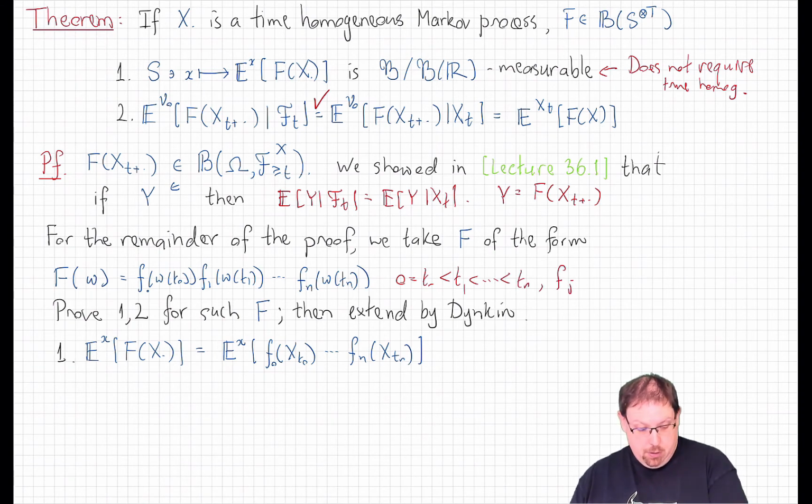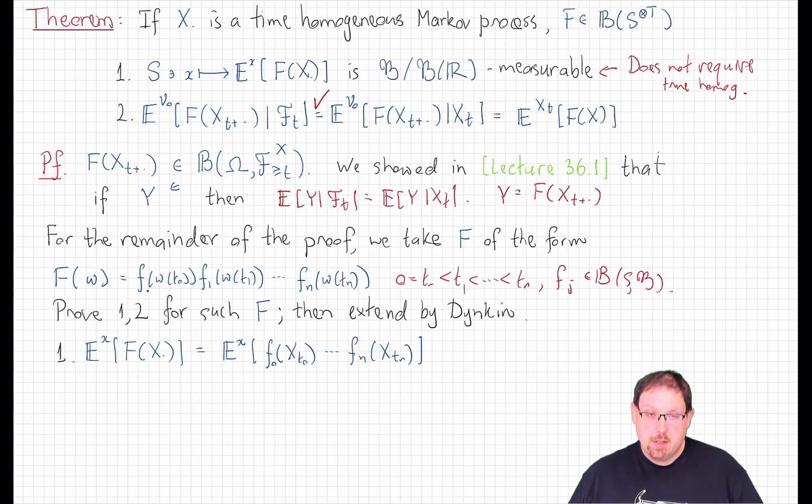And these functions should, of course, be bounded measurable functions of the state space. We're going to prove property 1 and the second equality in property 2 for these kinds of functions. And that proves the full result by Dynkin's multiplicative systems theorem. Since this class of functions is going to be a multiplicative system, and the statements that we want to prove here can all be formulated in terms of subspaces of all bounded measurable functions that are closed under bounded convergence.